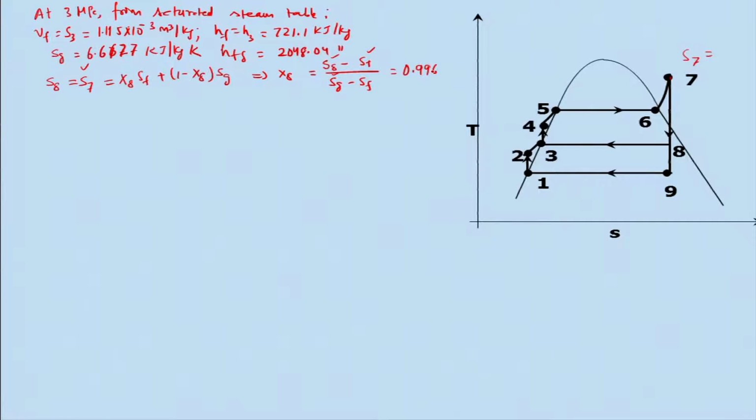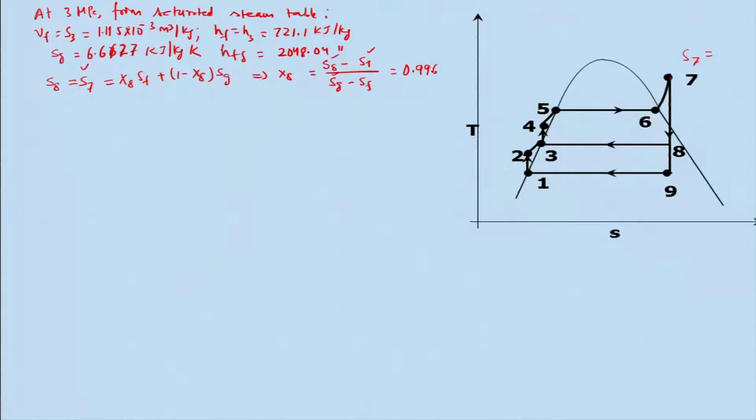So, if I substitute these values, I will get 0.996. It is almost equal to 1, you can assume, but of course, it is not exactly 1. You can approximately say it is equal to 1. That means it is on the saturated vapor line itself, closer to that.